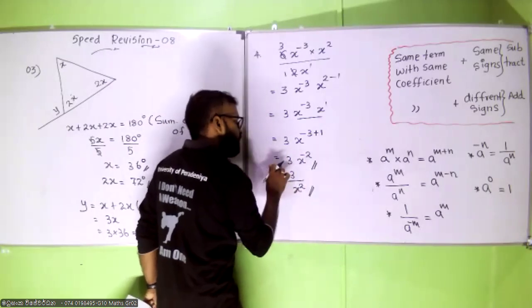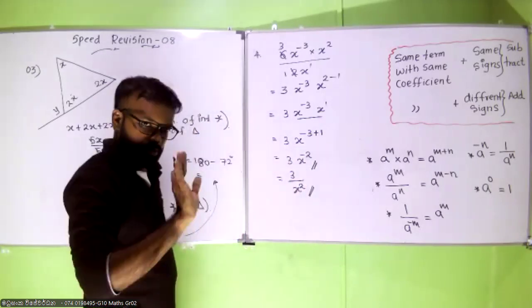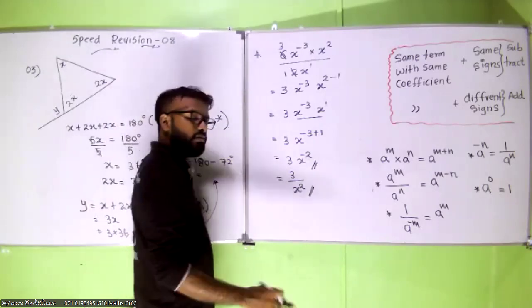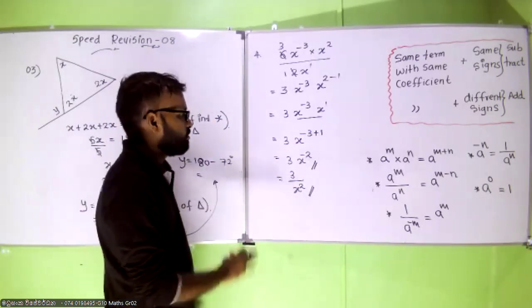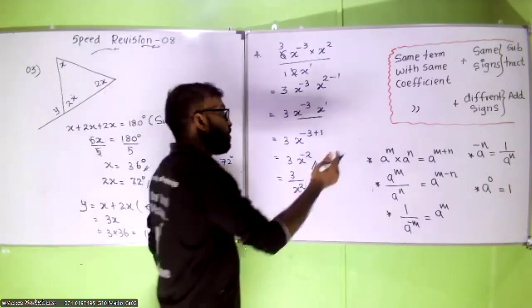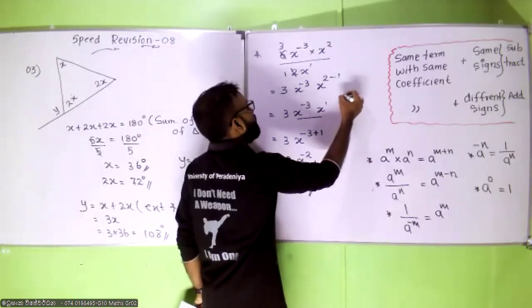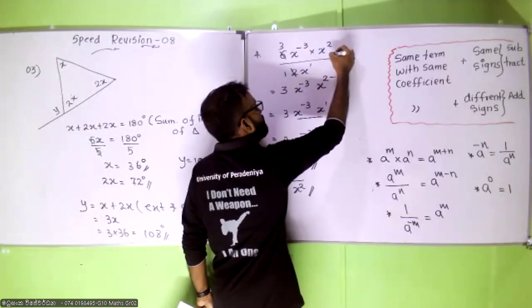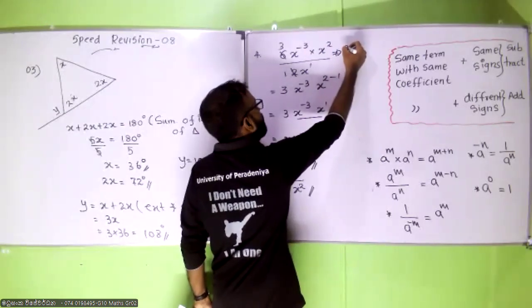If you stop at this level, perfect. This level, perfect. Right? So this is the answer. After this step, here you have 3.